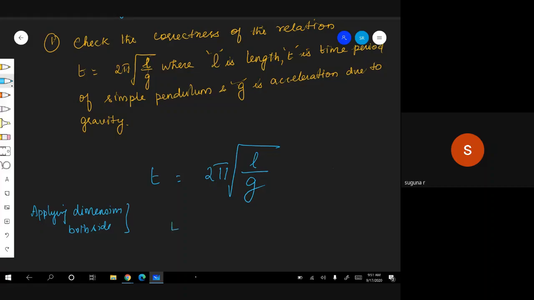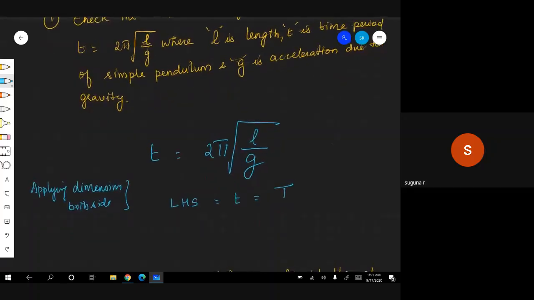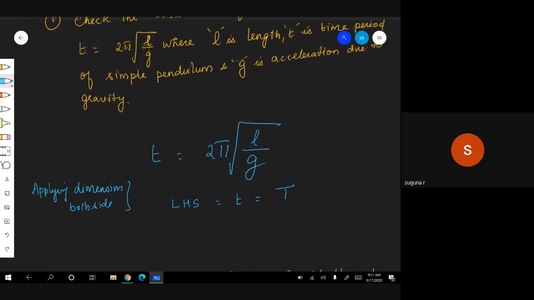First LHS. LHS is nothing but T, time. Therefore capital T. What is the RHS? 2 pi into root of L by G. The 2 pi is a constant, it doesn't have any dimension. But L and G have dimensions. What is L? Capital L. What is G? L by T square, therefore L T power minus 2.